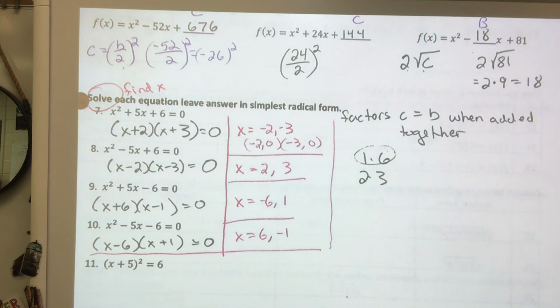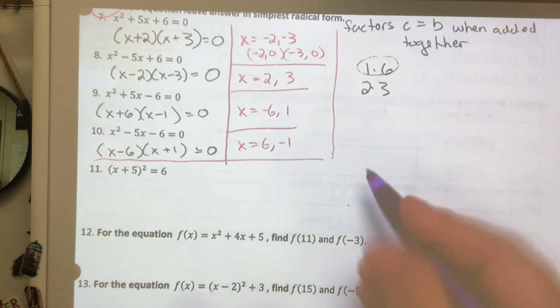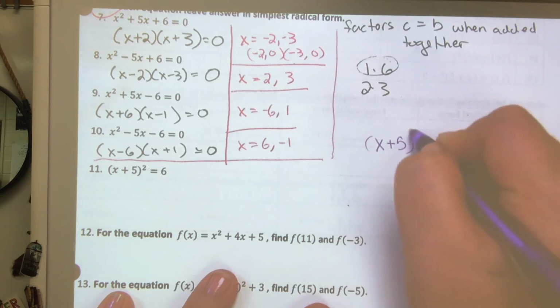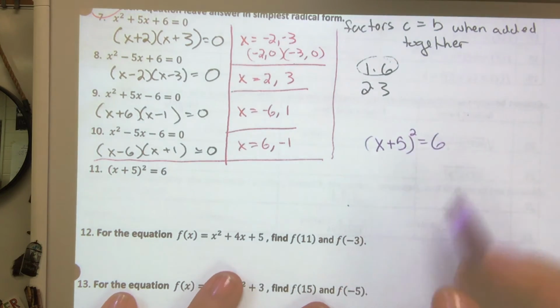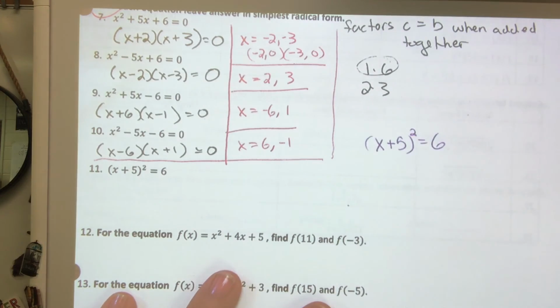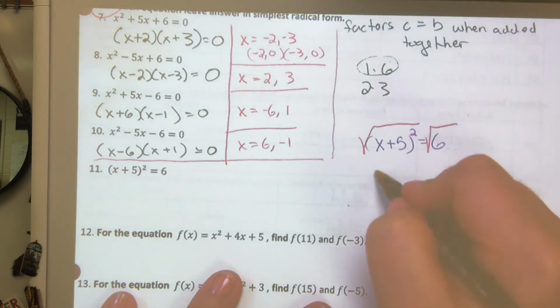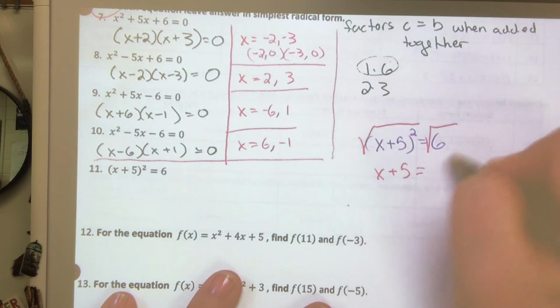11 is like the problems you had last week, where we had to take the square root of both sides. So I'm going to go ahead and write it over here. X plus 5 squared equals 6. I need to get rid of the square, so I'm going to take the square root of both sides. That gives me x plus 5 equals plus or minus square root of 6.